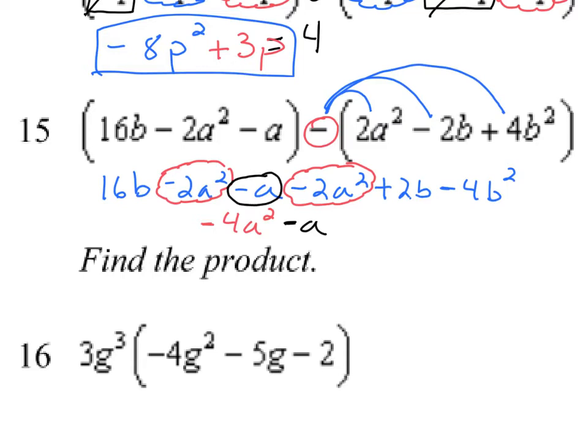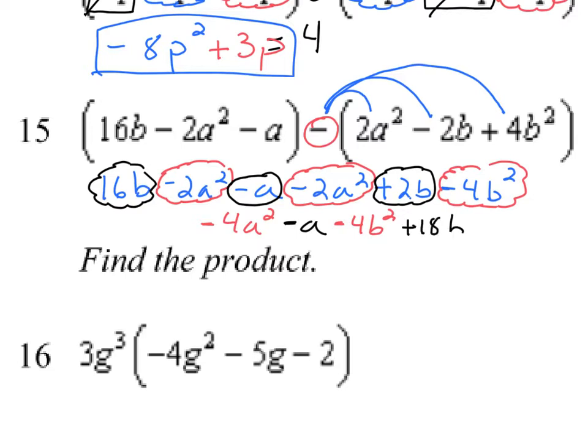So the next one is the b. So we have negative 4b squared and I'm looking at the other terms, that's the only one with the b squared. So I don't add, I don't subtract, I just bring down the negative 4b squared to my answer. But we do have two terms with the b, 16b and the 2b. So you guys can combine those two terms, they're like terms. So 16 plus 2, that's going to be 18b. So my answer is negative 4a squared minus a minus 4b squared plus 18b.